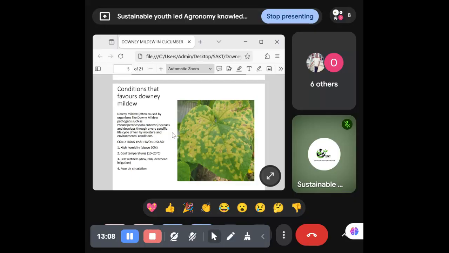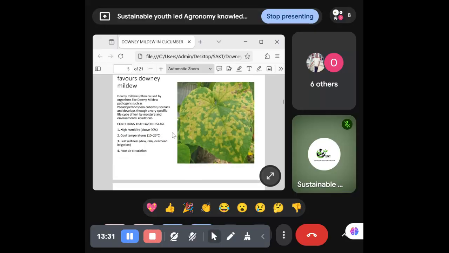The conditions that favor Downy mildew: number one is high humidity above 90%, and cool temperature from 10 to 25 degrees Celsius. Then number three, leaf wetness, so when you have dew, rain or overhead irrigation. Then number four, poor air circulation.